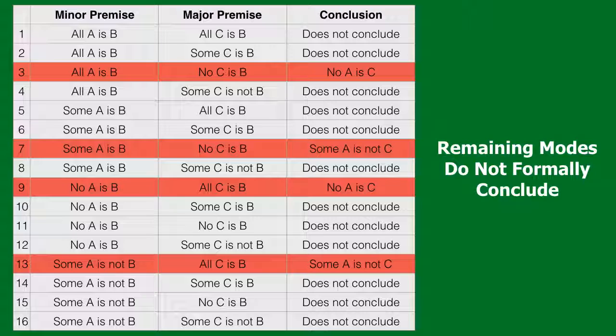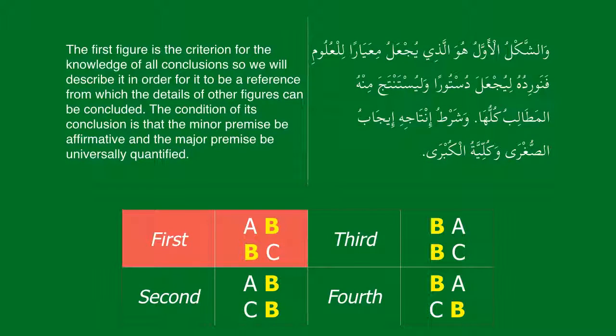The remaining modes don't have a formal entailment, meaning that you can think of some subjects and predicates with which they have one kind of conclusion, and you can think of other subjects and predicates with which they have another kind of conclusion. So the entailment, if there is any entailment, will be connected with the subject matter of the subjects and predicates, not with the form of the argument. And what we're interested in here is formal logic, the form of the argument.